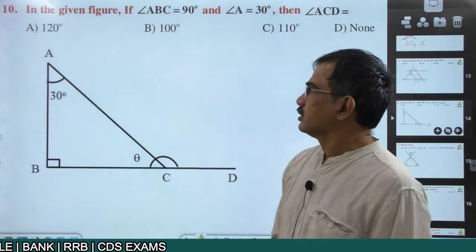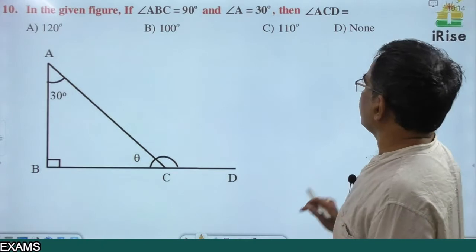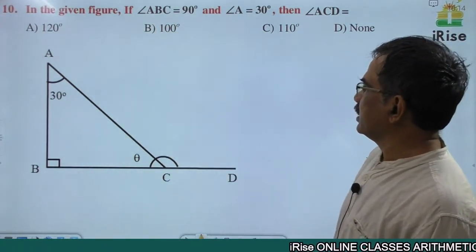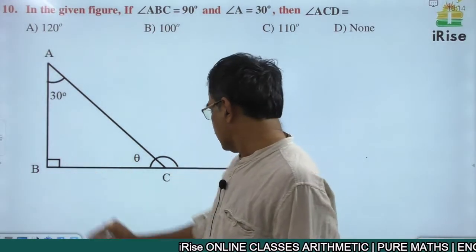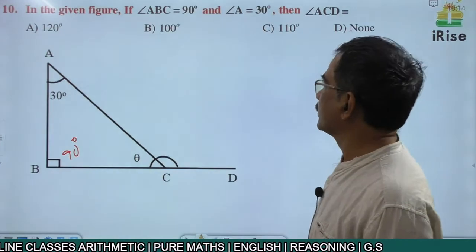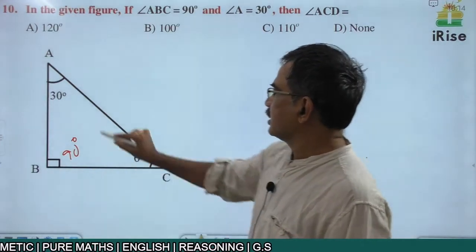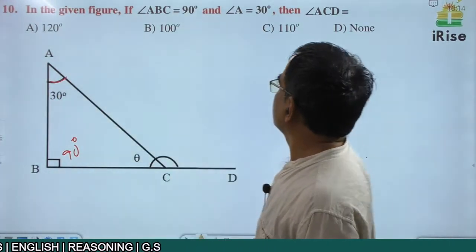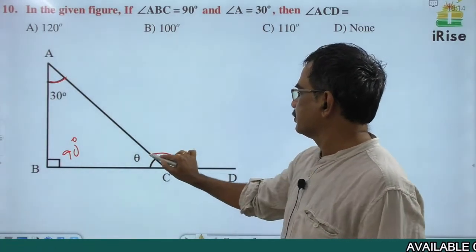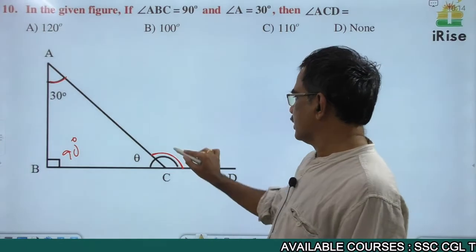Next question. In the given figure, angle ABC is 90 degrees. This angle is 90 degrees, given. Angle A is 30 degrees. This angle is 30. What is angle ACD? They want this angle. It's a very simple question.